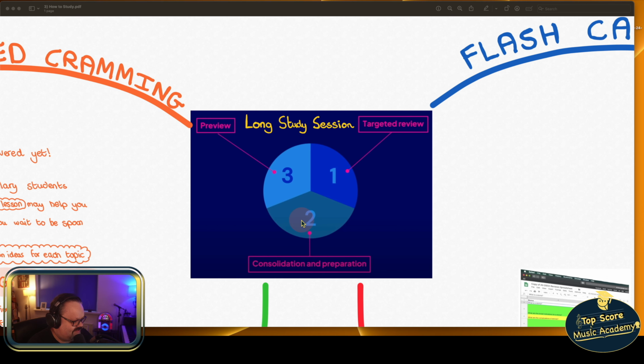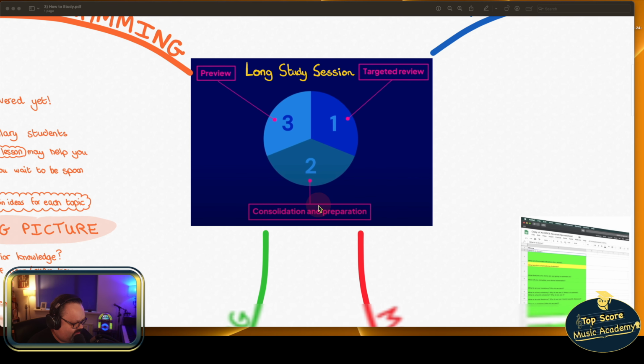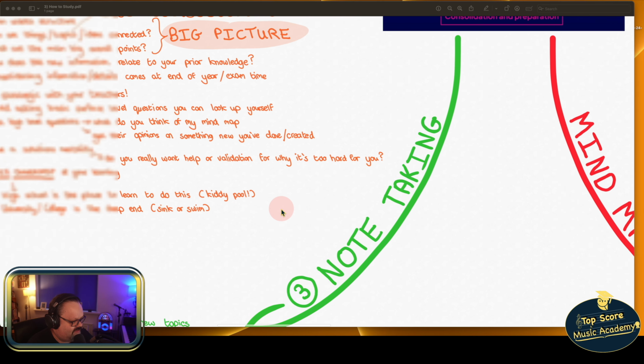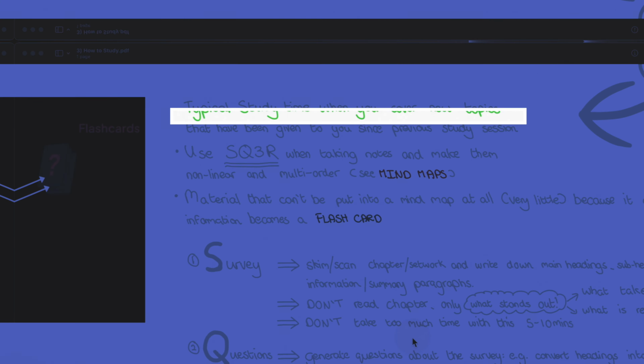So let's get stuck into today's consolidation and preparation. You can see here that there are going to be two areas to this. One is what we're looking at today, note taking, but there'll also be mind maps in another lesson. So we'll leave mind maps and how to do mind maps for a future lesson, and we'll just go over here to note taking.